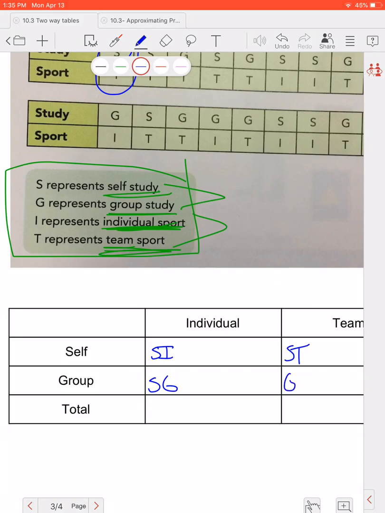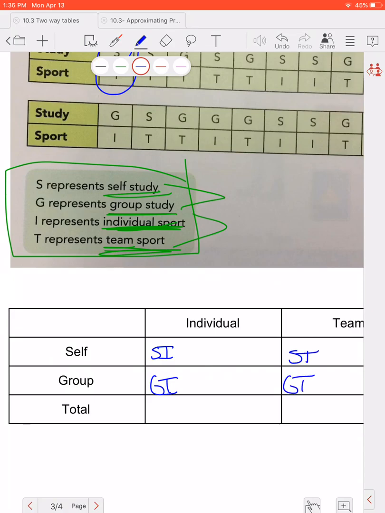I'm sorry, I think I did that wrong, I apologize. Let's get the eraser out. Okay, so this one will be an SI, this will be a GI, team and self will be an ST, and team and group will be a GT.